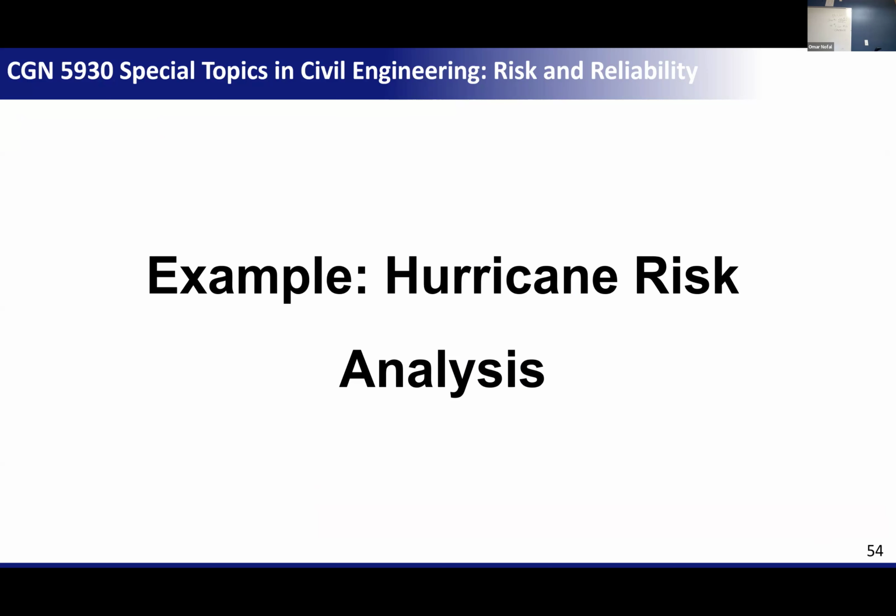Okay, with this, we are done with a single hazard risk analysis, just flood. What if I'm dealing with multi-hazard, like what happens here in Florida, dealing with hurricanes? What kind of hazards can hurricanes bring to the communities? Anything in mind? Extreme winds and storm surge. Extreme wind, storm surge, what else?